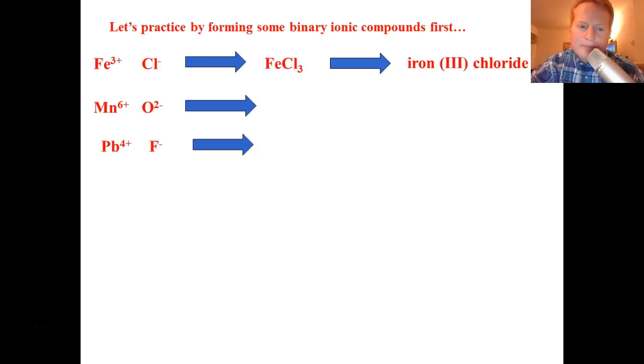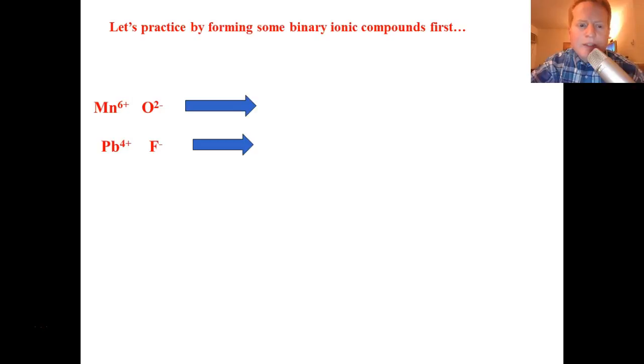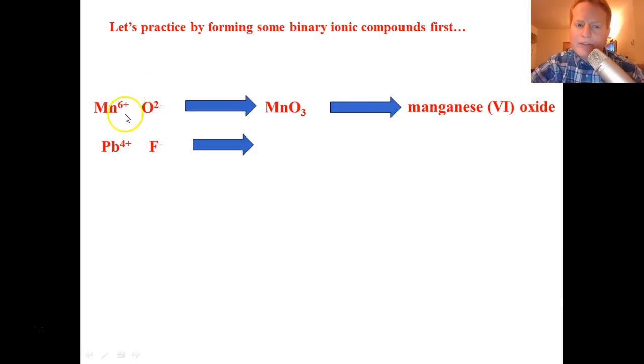What about this one? So for this next one, that's manganese by the way, and we would put 1 manganese with 3 oxygens to make this cancel. If you forget how to cancel, review our other videos. And so the name of this would actually be manganese 6 oxide because of that 6+ charge over here. And again, we only use 1 manganese in the formula, but that particular manganese has a 6+ charge.